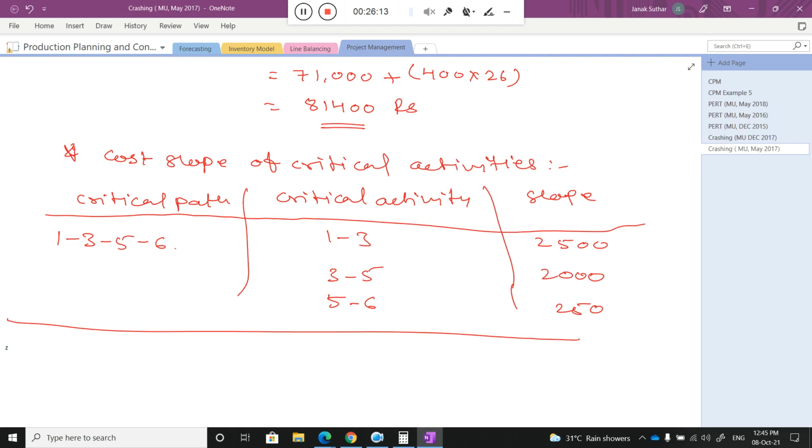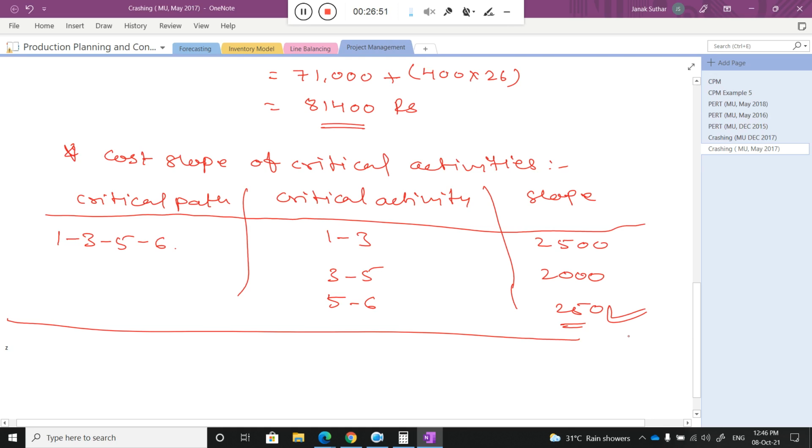Why 1 to 3? It means you are ready to pay more in your project, because it will cost you 2500 if you reduce by 1 day. 5, 6. Okay, again remember, you are the project manager and you are recruited to reduce the cost of the project. So don't increase the cost. So I select 250 here. Why do I select 250? Are you getting my point, class, or is there any doubt?